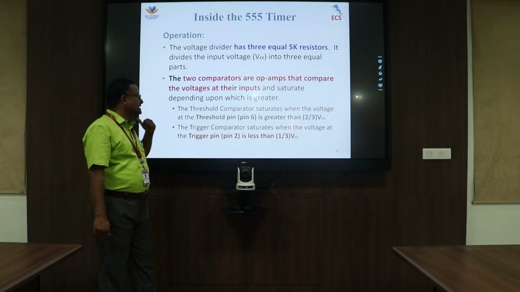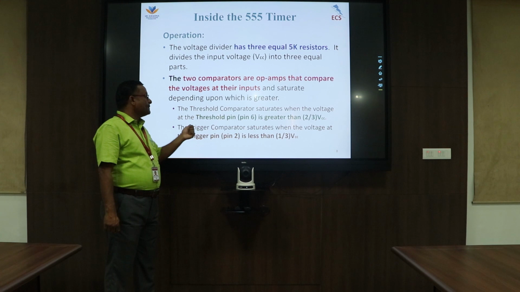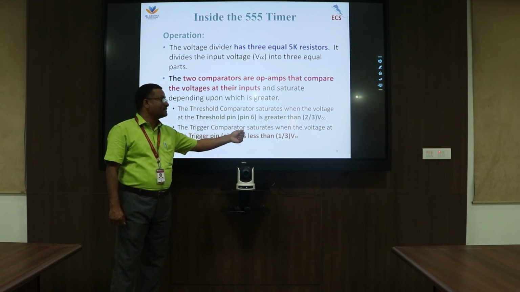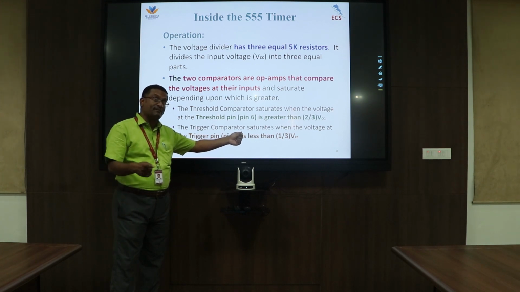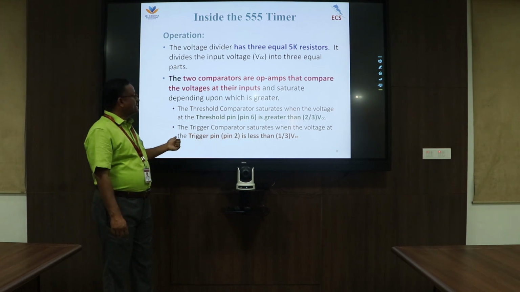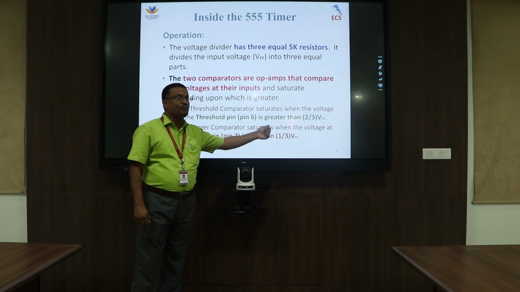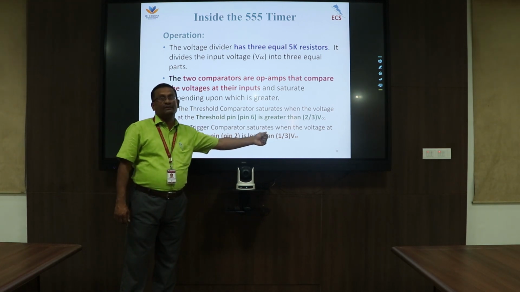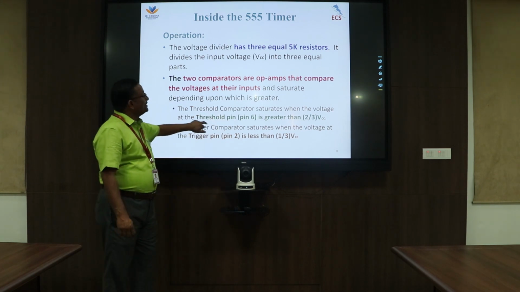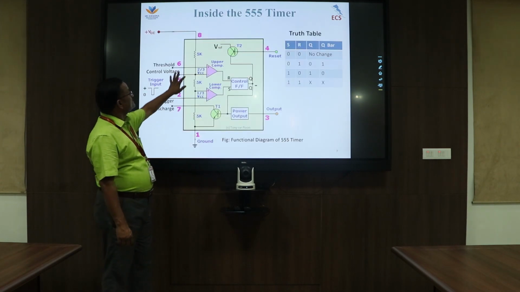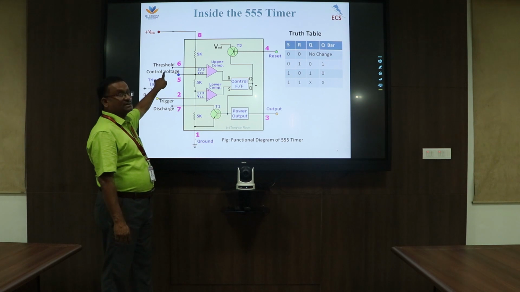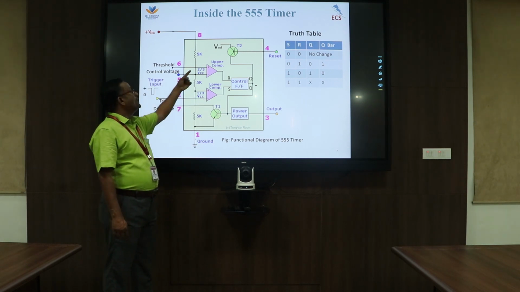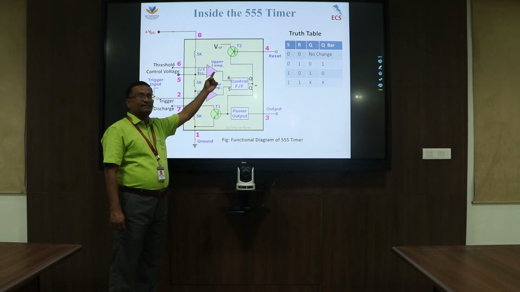If you look at the second condition, the trigger comparator saturates. The trigger comparator is the second comparator, or we can call it the lower comparator. The trigger comparator saturates when the voltage at the trigger pin 2 is less than VCC divided by 3. This is the upper comparator, which is connected with the threshold, and this is the lower comparator, which is connected with the trigger. So this will be saturated at the particular condition.